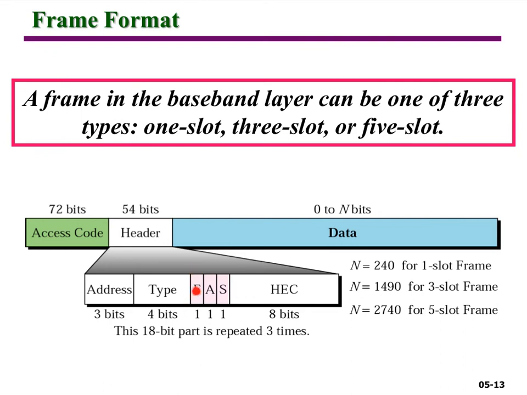So this flag is for flow control. This flag is for acknowledgement, so if this flag is 1, this is an acknowledgement frame. Because actually in the MAC layer, Bluetooth uses some kind of flow control and forward error correction. So this is the forward error correction bits. And in fact, this number of bits can be allocated differently to indicate different forward error correction schemes.